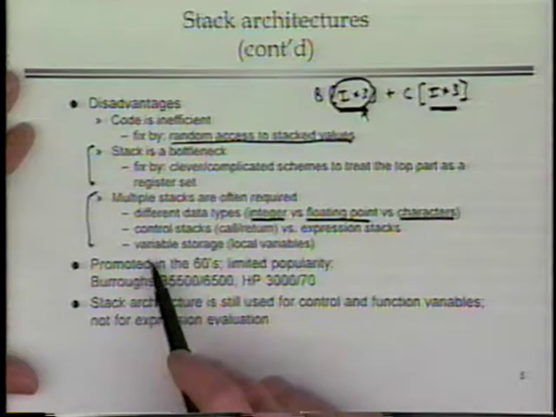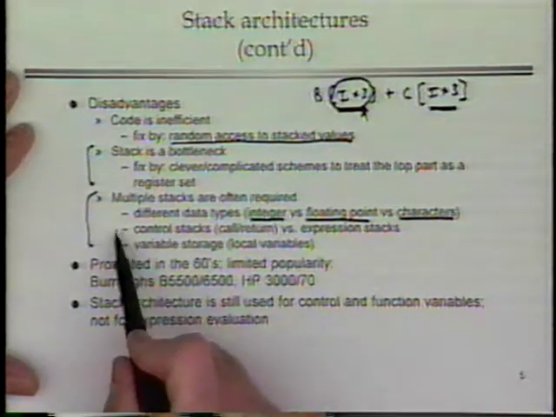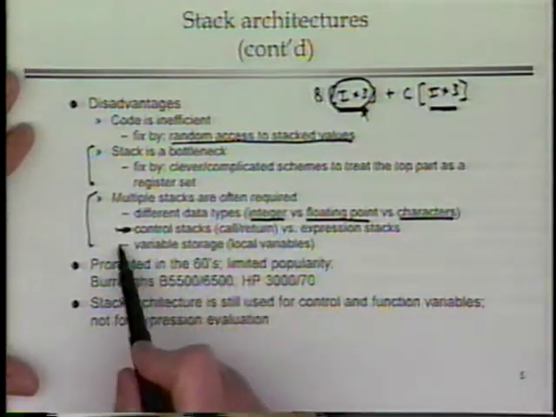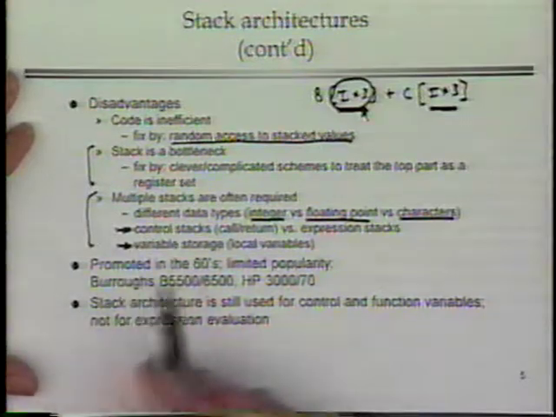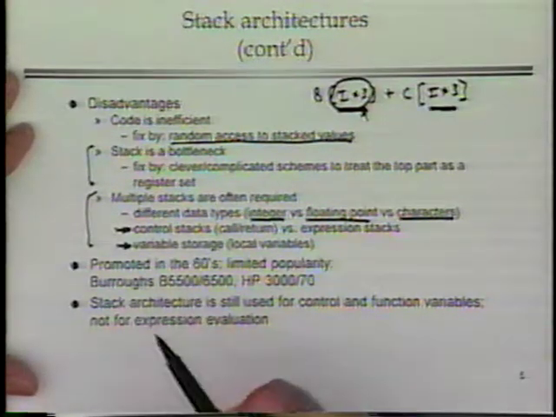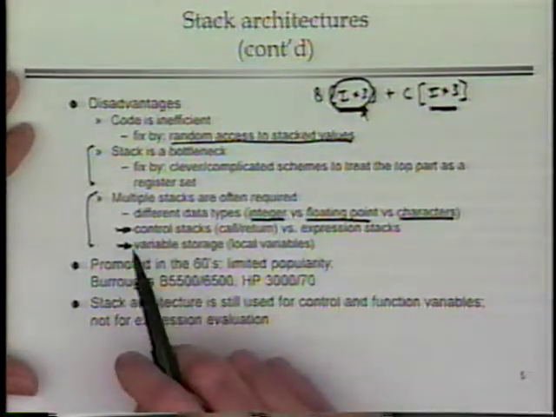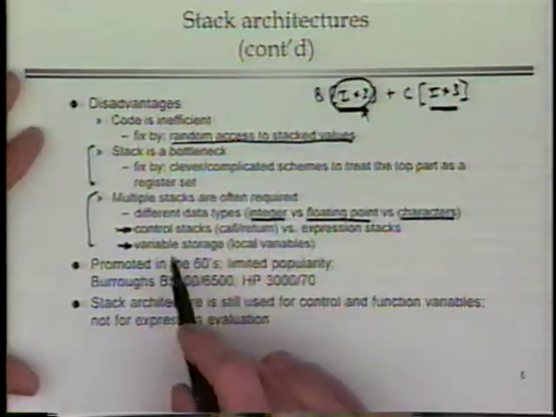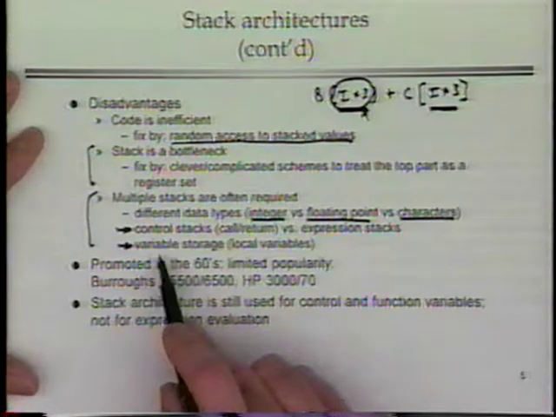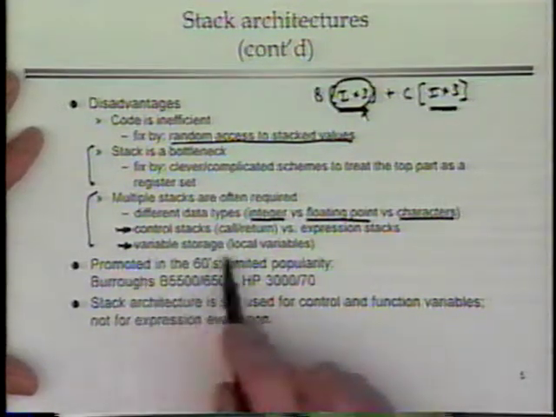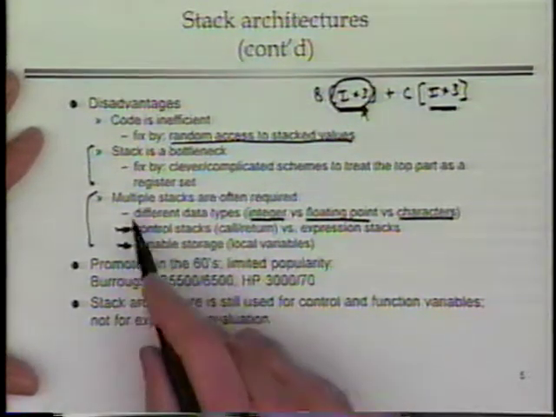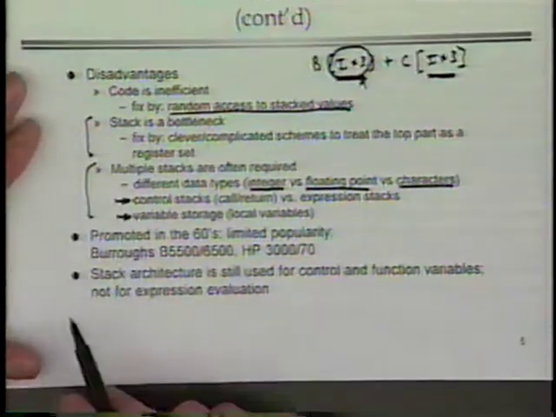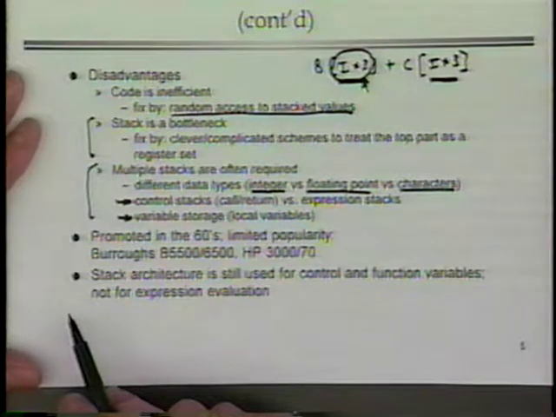In addition, there are other kinds of stacks. There's a stack that's used for control transfers, for doing subroutine calls and returns. And then there's another kind of stack which is used for variable storage. In modern languages that have dynamic storage allocation on procedure entry or that allow recursive procedures, you need to have some kind of a stack-like structure in order to be able to hold those local variables. Well, here are three different stacks. Are they the same stack? Are they different stacks? Stack architectures quickly become very complicated.